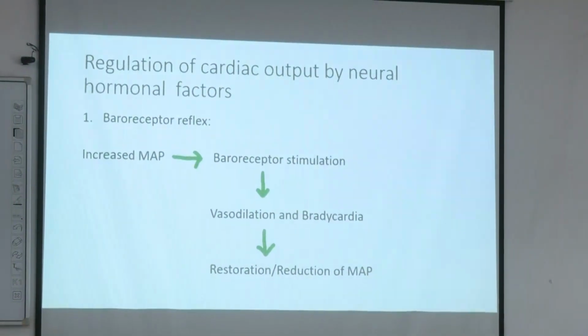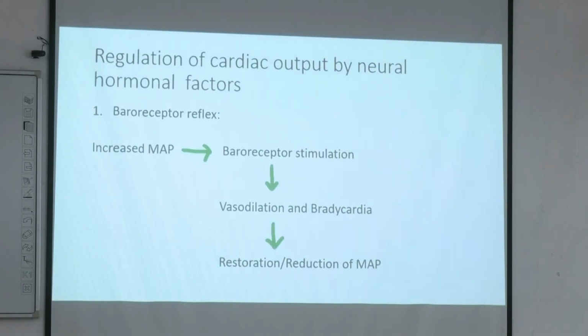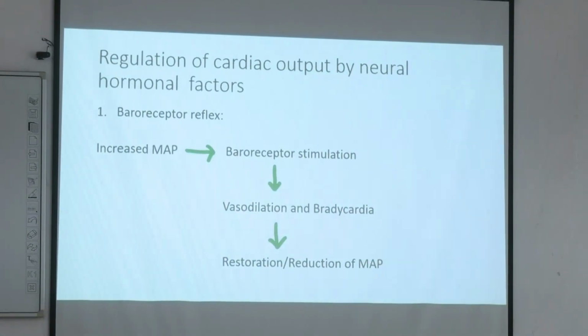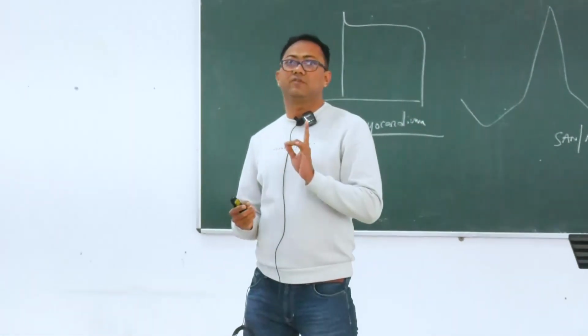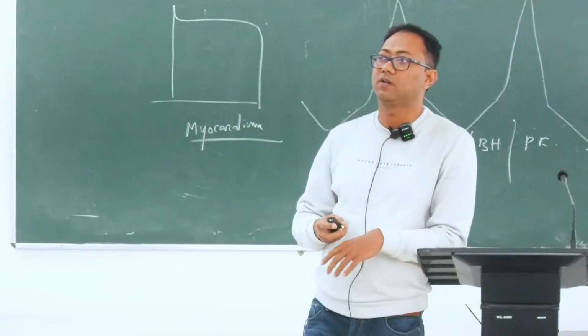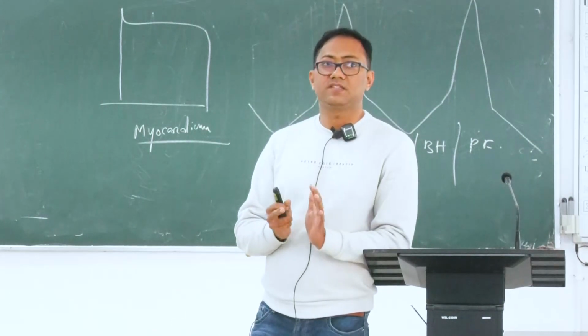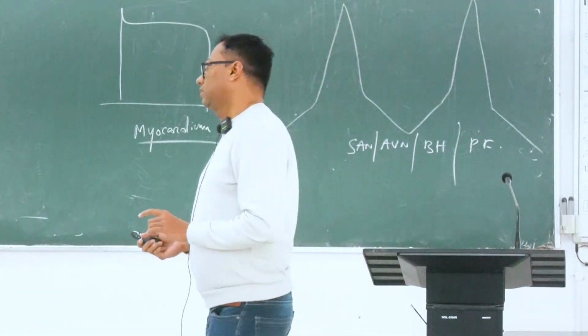Okay, now regulation of cardiac output by neural and hormonal factors. And the first thing, which is the most important thing, and I will take a subsequent class on this topic separately, the major thing is baroreceptor reflex.